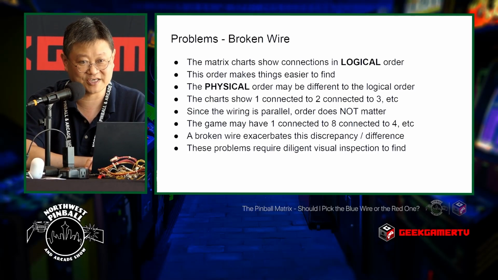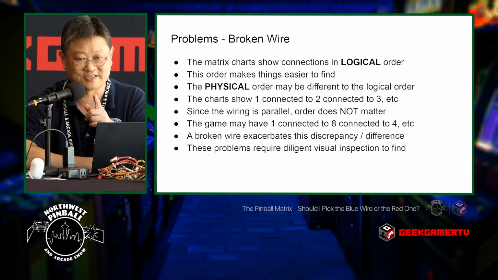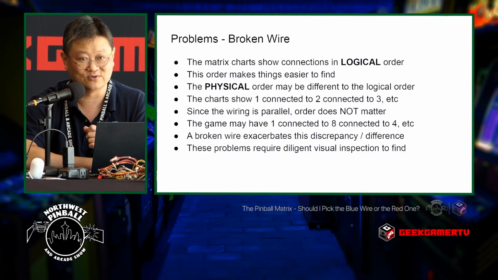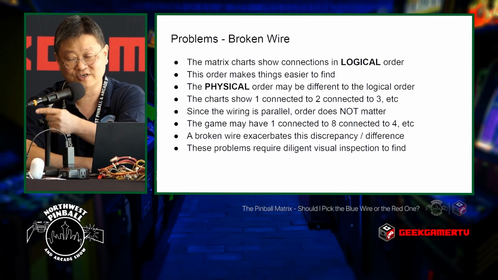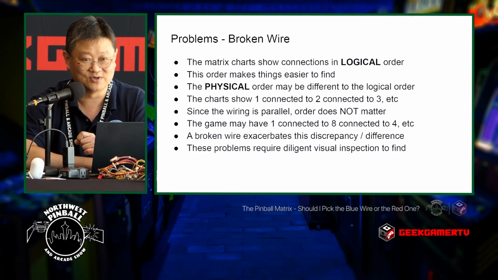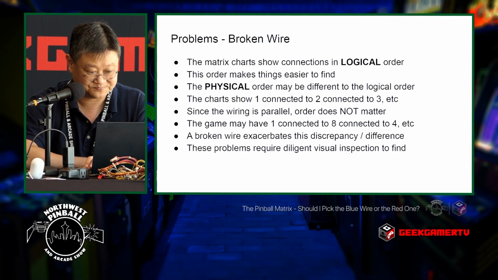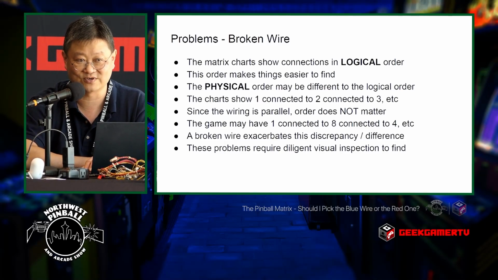And this is where people get confused, because you point them to a chart that shows the logical order of where their failure is. They look in their switch matrix wiring and the order doesn't correspond to what they see in the chart. And you have to remember, it's parallel wiring. The order is not the same. A broken wire will exacerbate this even more, and you'll see that in the upcoming diagram. These problems require diligent inspection to find. There is no magic cure, show me where it is. You have to look, you have to correlate the order.